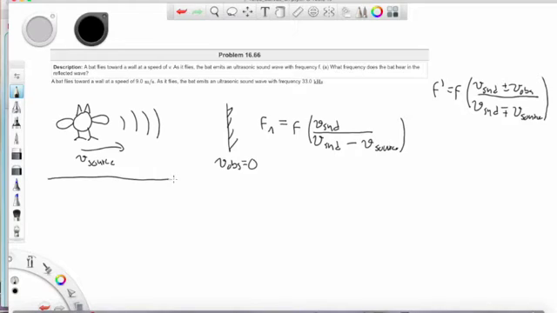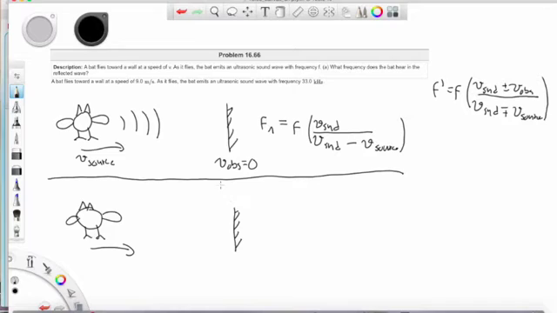And then the second part, we still have our bat flying towards the wall, and we have the wall here. Now what happens, the wall is emitting the reflected wave at frequency f1, and it is heard by the bat as frequency f2. Now the bat is the observer, and the wall is the source. So in this case, the source velocity is 0.